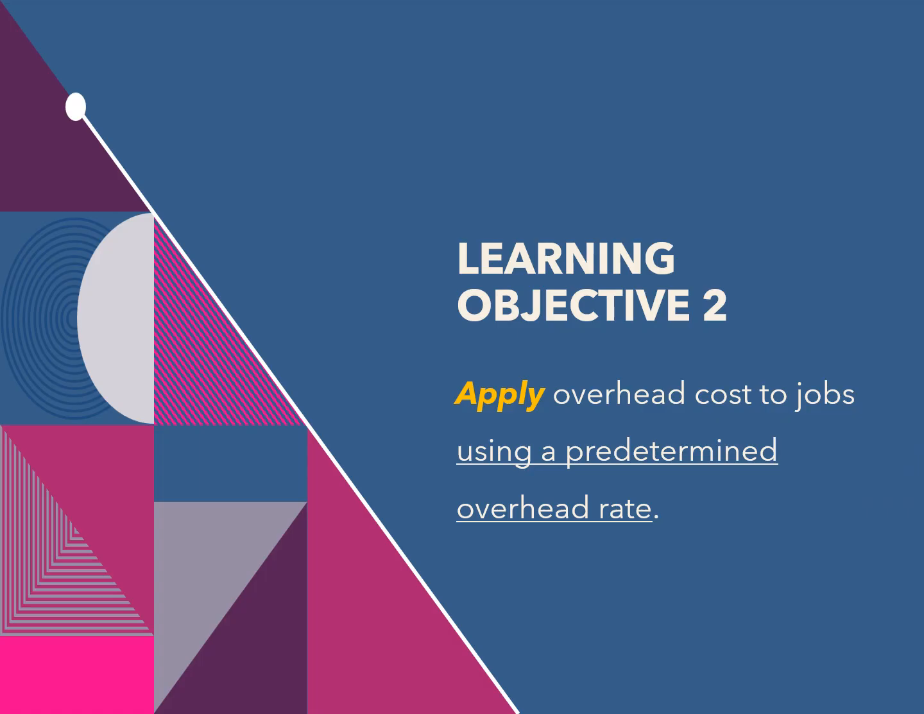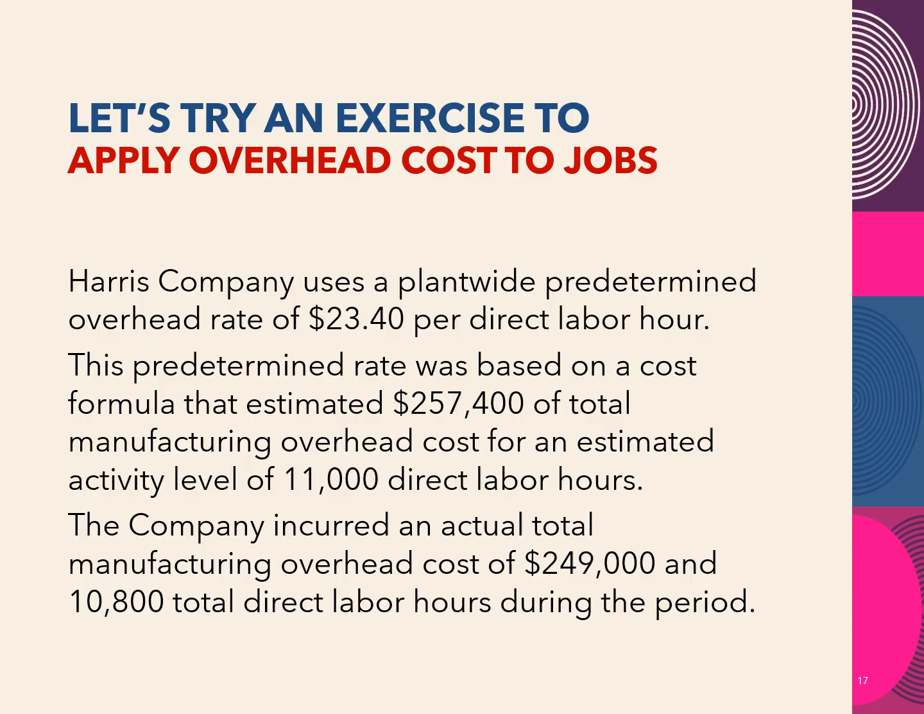Learning objective number 2, apply overhead cost to jobs by using a predetermined overhead rate we just learned. Let's try an exercise to apply overhead cost to jobs. Harris Company uses a plant-wide predetermined overhead rate of $23.4 per direct labor hour. This predetermined rate was based on a cost formula that estimated $257,400 of total manufacturing overhead costs for an estimated activity level of 11,000 direct labor hours.